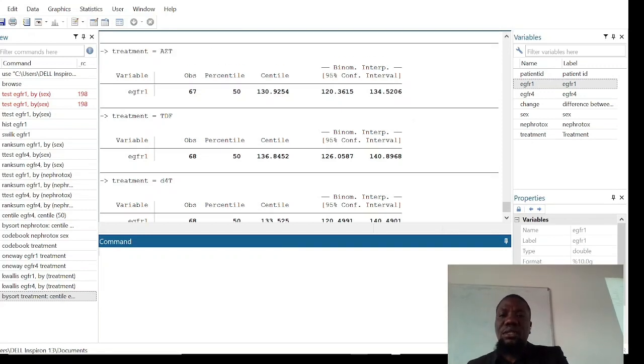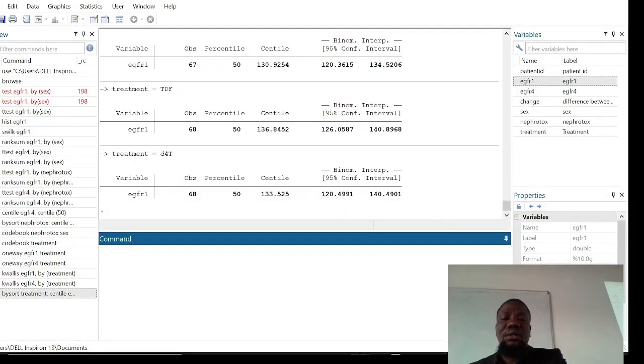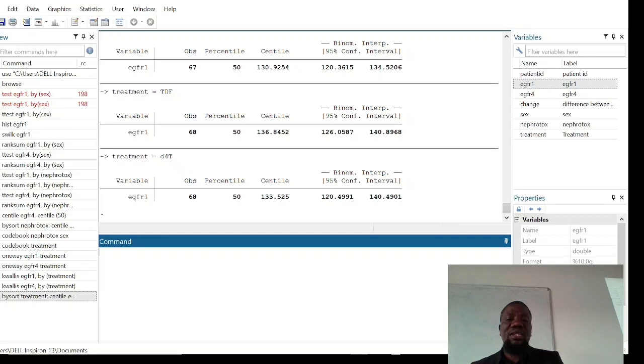there it is. It tells you that the median eGFR1 amongst those treated with AZT was 130. Amongst those treated with TDF was 136, and those treated with D4T were 133. After doing the Kruskal-Wallis test, we were able to determine that this difference we are seeing here is not statistically significant. You are able to observe such a difference even if there is no significant difference. Is that okay?